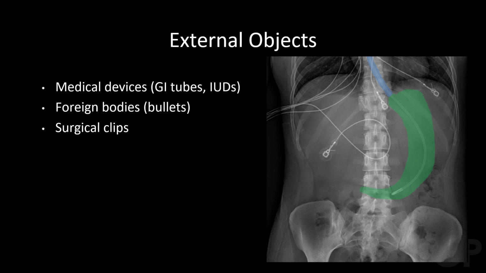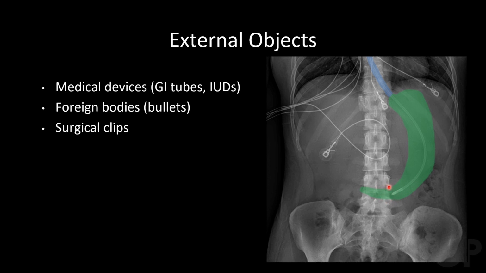The final part of our inspection algorithm is external objects. Here you can look for medical devices such as GI tubes or IUDs. Here's an example of a feeding tube that's coursing through the esophagus while it's blue and then passes into the stomach as it's green and terminates at the gastric antrum.